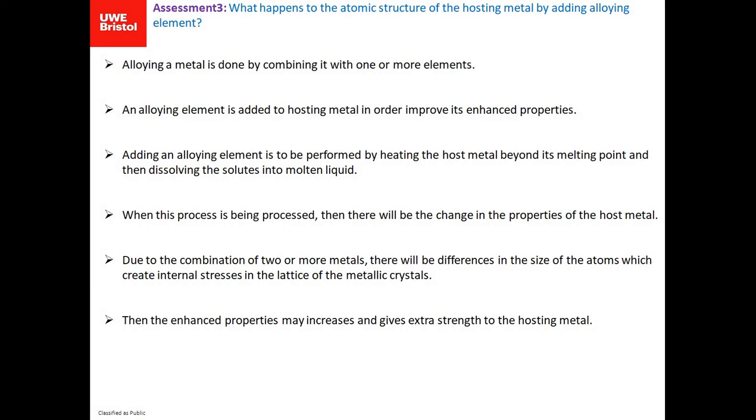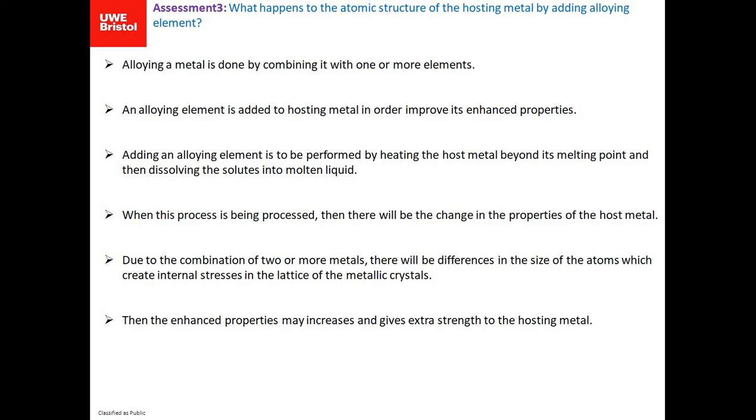And one more thing, adding an alloying element can be performed by heating or melting, using different heat treatment processes. The process should vary based on the type of metal, the number of elements used, and the size. So based on all these conditions, adding an alloying element is different. Whenever this process is carried out, there will be a change in properties of the host metal. Due to the combination of two different types of elements, we can observe a change in the crystal structure because of the differences in the size of the atoms.